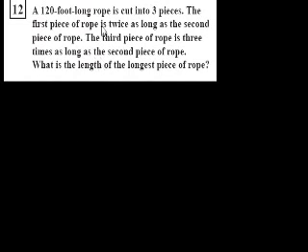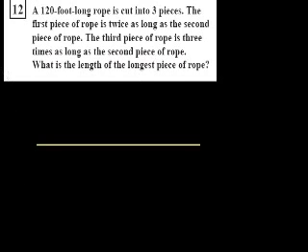A 120-foot long rope is cut into 3 pieces. The first piece of the rope, let me draw. This is begging for a diagram. All right. So they say the first piece of rope is twice as long as the second piece of rope. Okay. And then they say the third piece of rope is 3 times as long as the second piece of rope. Okay. Everything is a multiple of the second piece of rope.